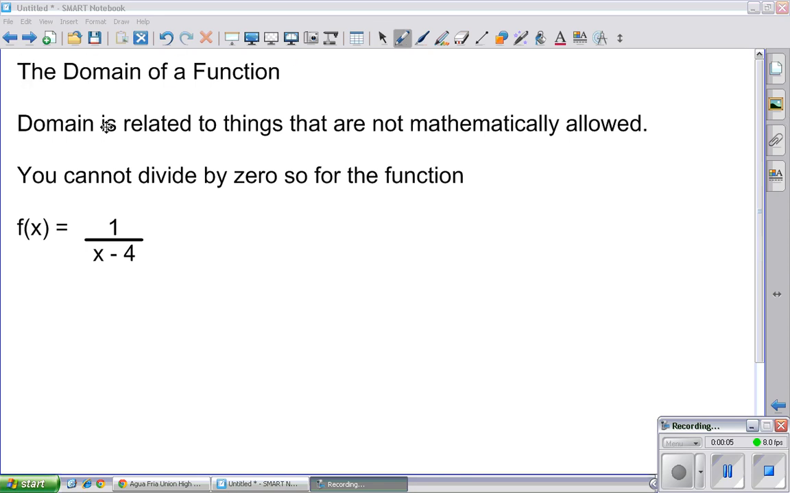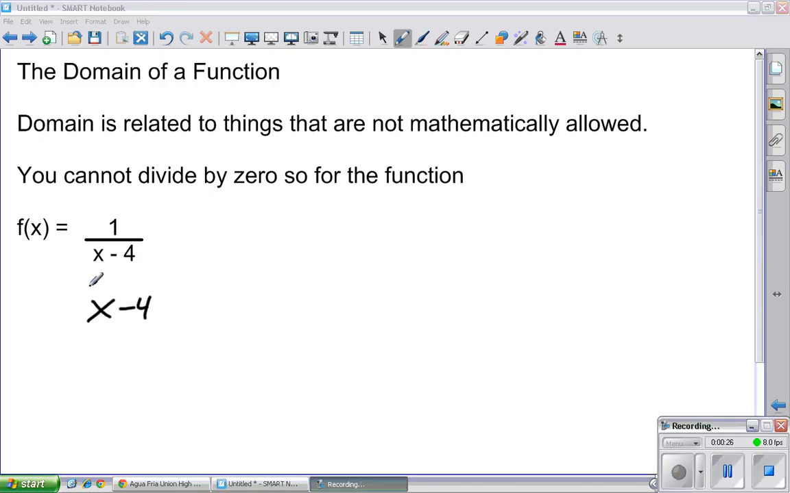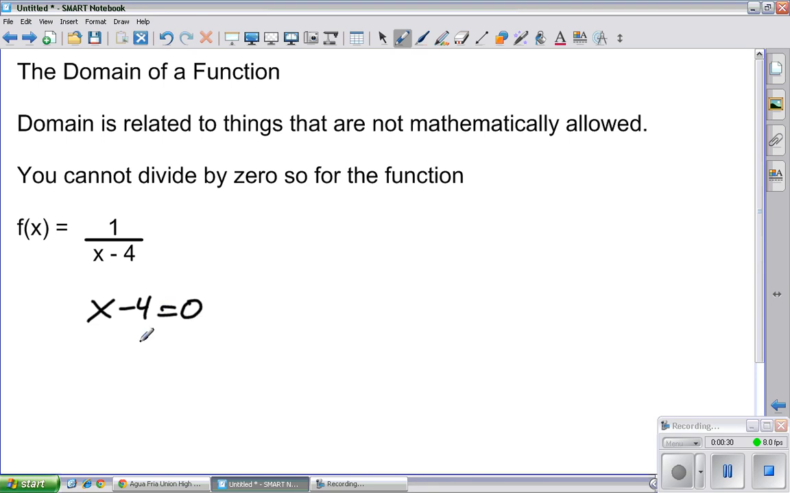The domain of a function. Again, the domain is related to things that are not mathematically allowed. For example, you can't divide by 0, so in this function, the denominator cannot be 0. So you look at what would make the denominator equal 0. So what would make the denominator equal 0? Set it equal to 0 and solve.